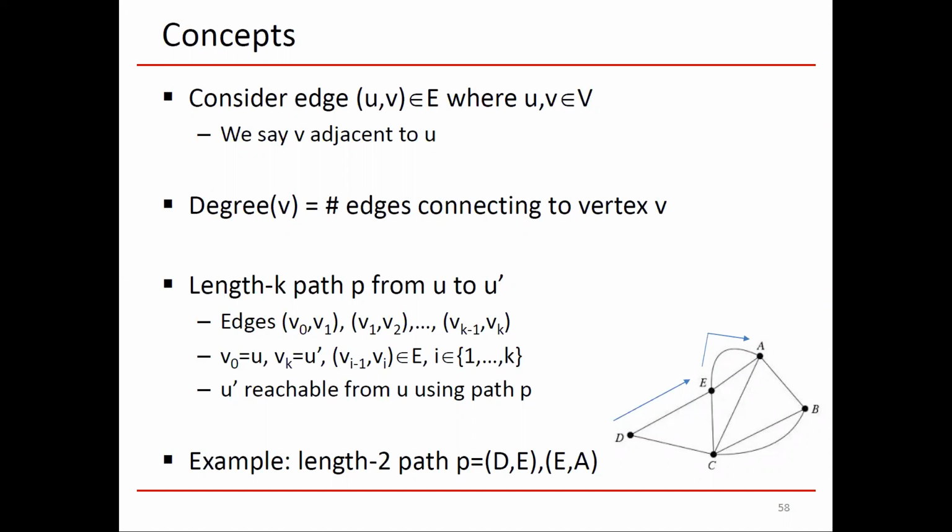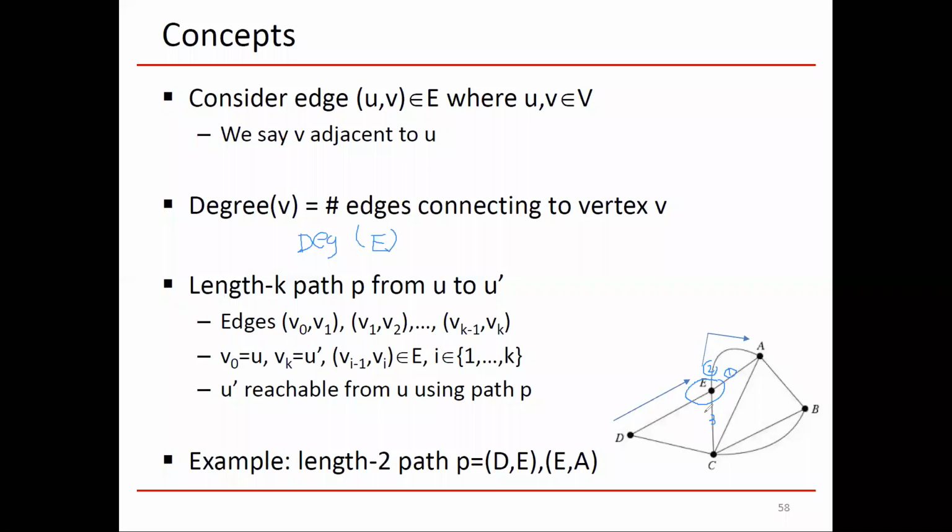The next concept is the degree of V. That's the number of edges that connect to a vertex in V. So if we're looking at this graph, and let's look at the vertex E, the degree, and I'll just write DEG for short, of the vertex E, so let's count this. We have one edge to A, another edge, number 2 to A, a third edge to C, and a fourth edge to D, so the degree of E is 4.